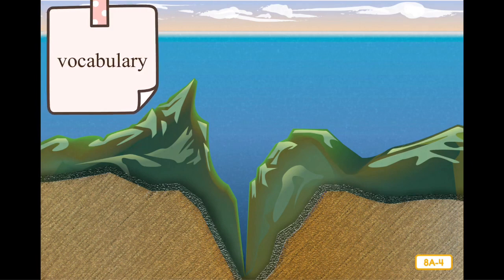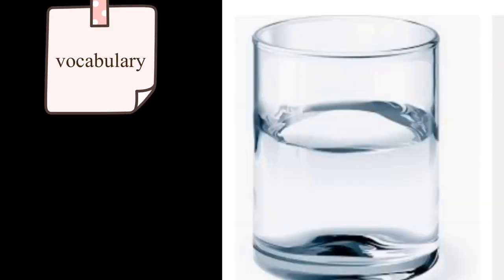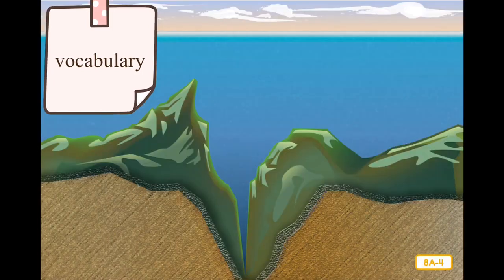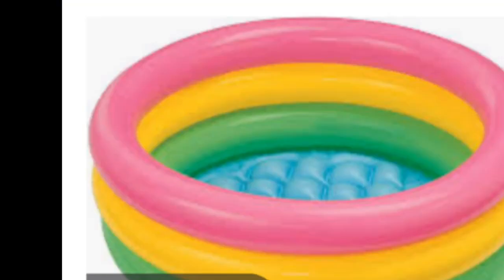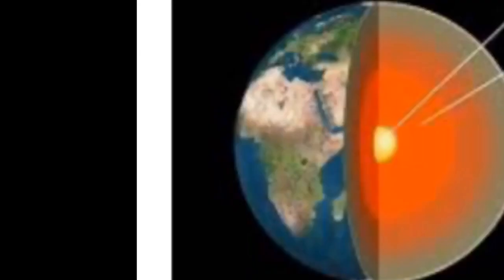Listen to the following examples. If I describe something that is shallow, say, that is shallow. If I describe something that is deep, say, that is deep. A cup of water, that is shallow. Measuring down to the bottom of the ocean, that is deep. A baby pool, that is shallow. Bathtub, that is shallow. Digging down to the inner core of the earth, that is deep.